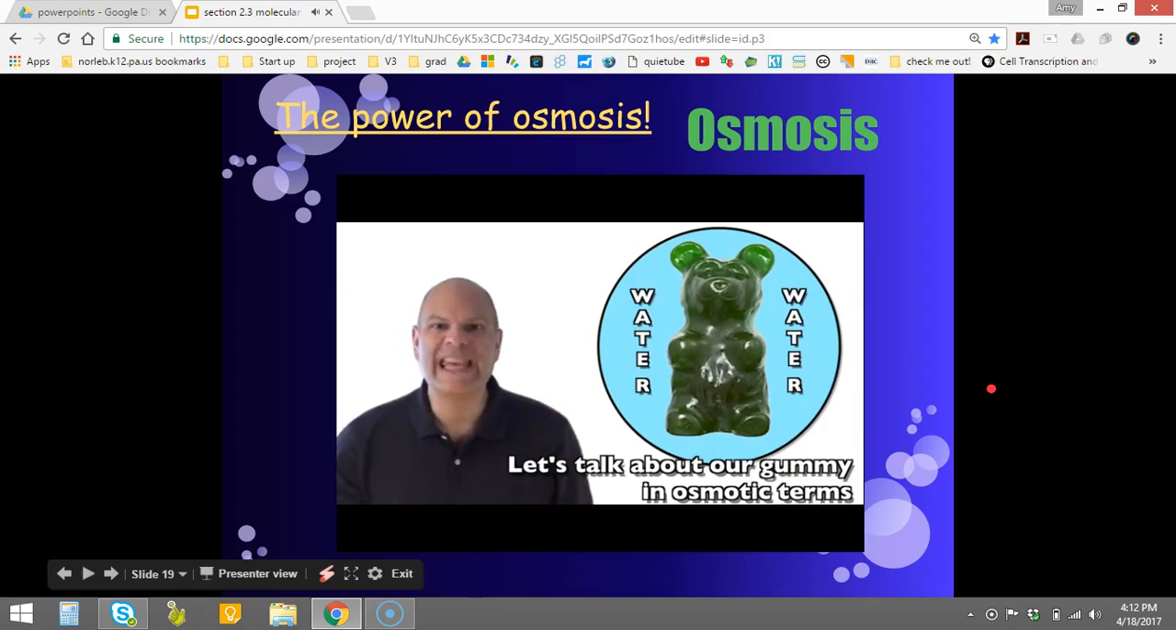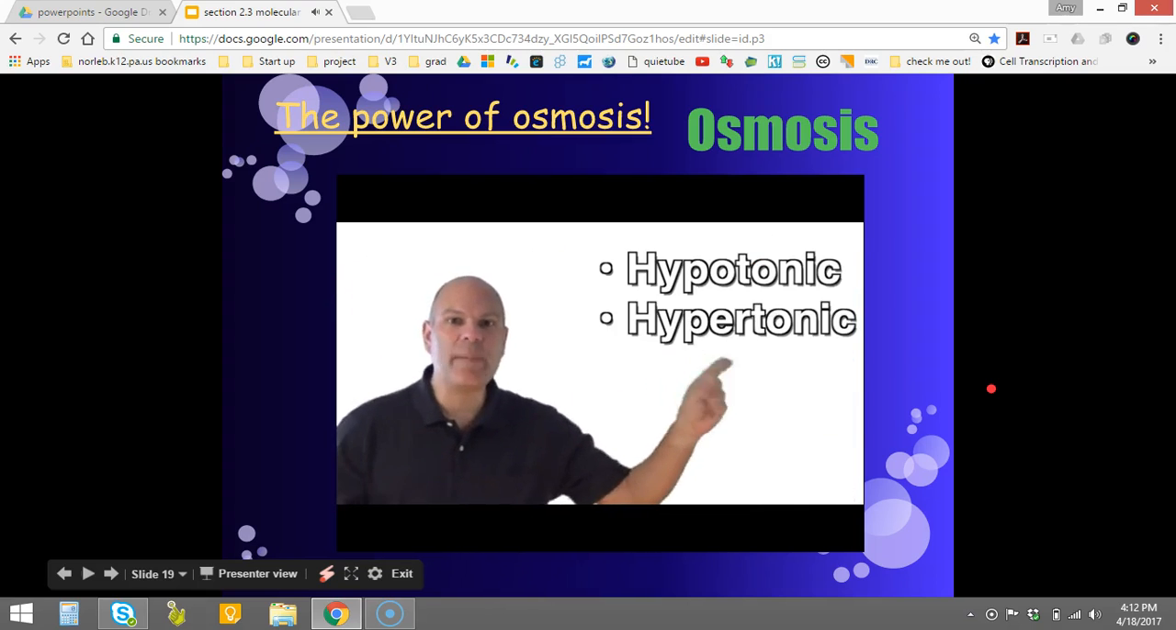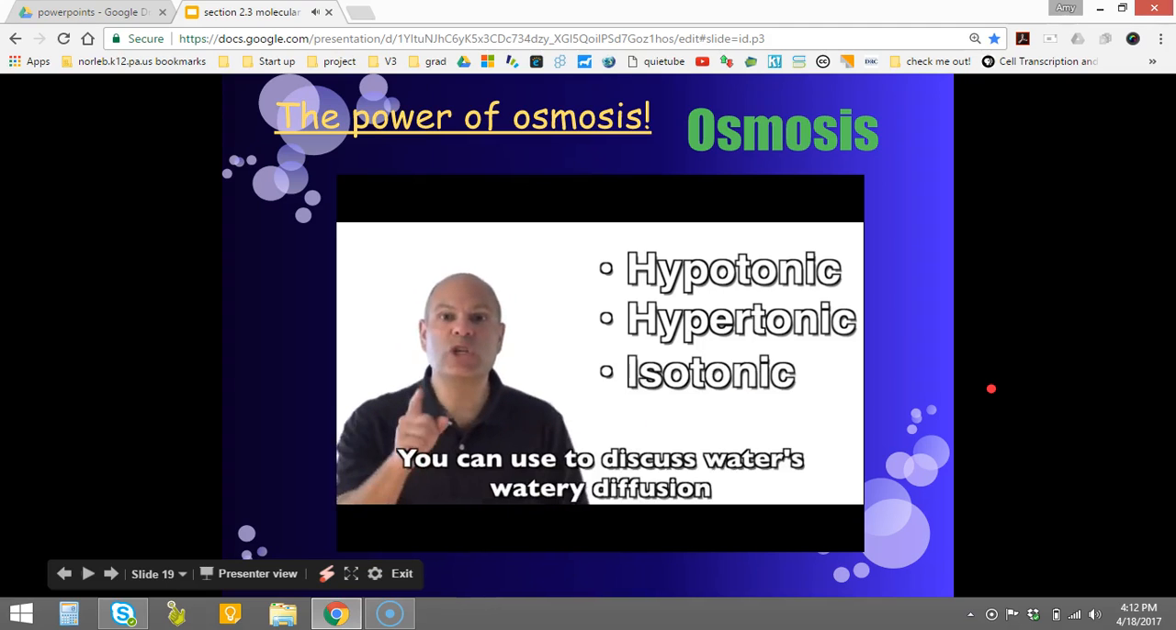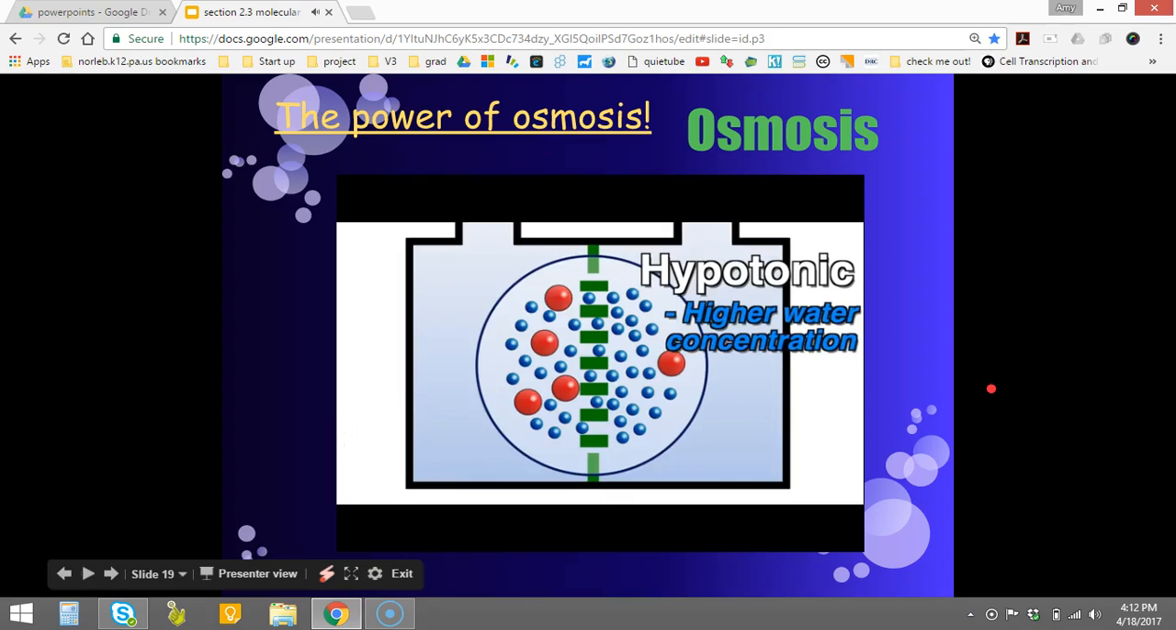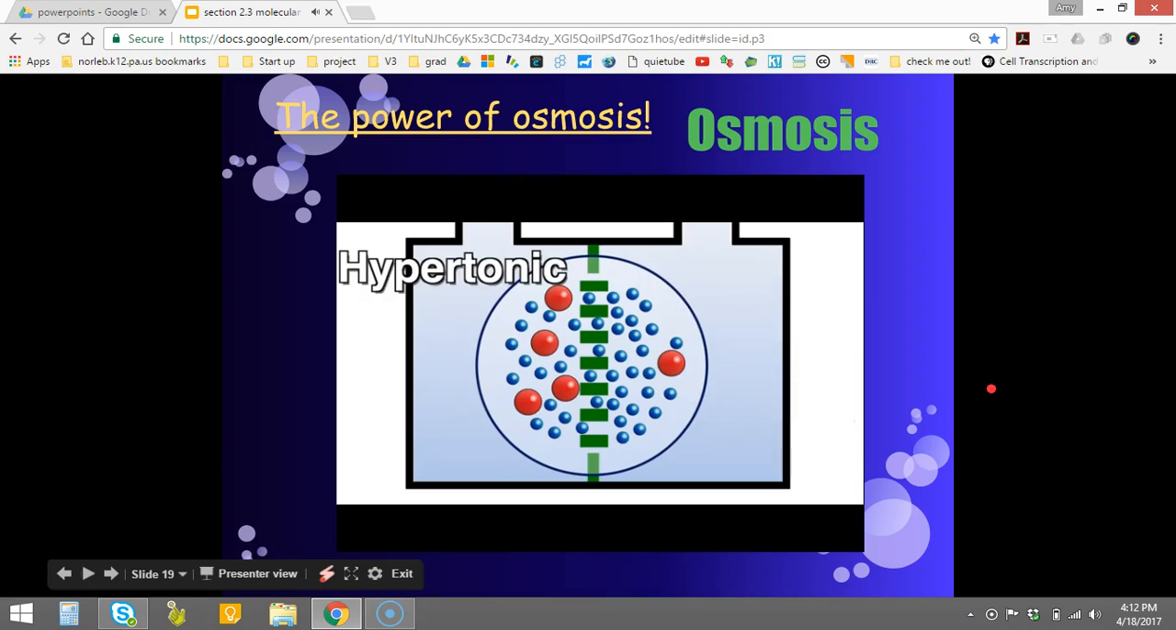Let's talk about our gummy in osmotic terms. Hypotonic, hypertonic, isotonic are the words you can use to discuss water's watery diffusion. Learn them well to avoid confusion. Hypotonic means higher water concentration and relatively lower solute concentration. Hypertonic is the opposite, percent of water's less, with more solute dissolved inside, as you might guess.